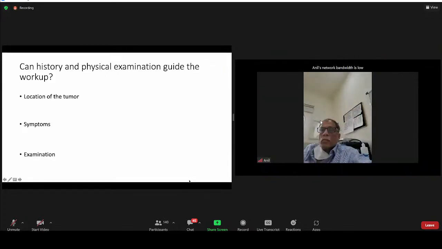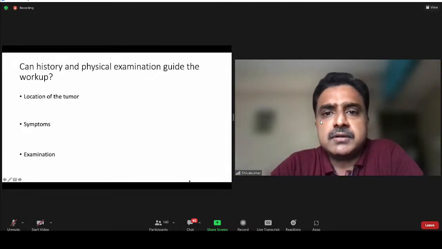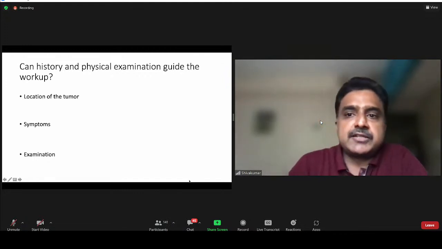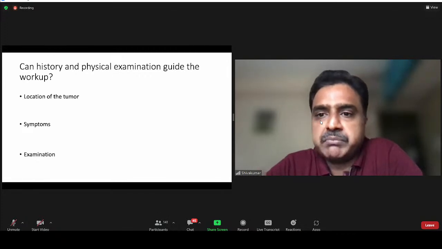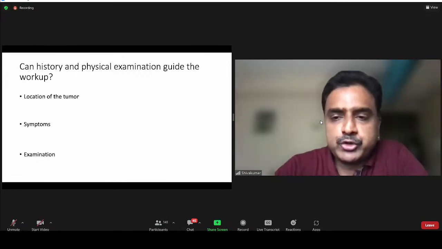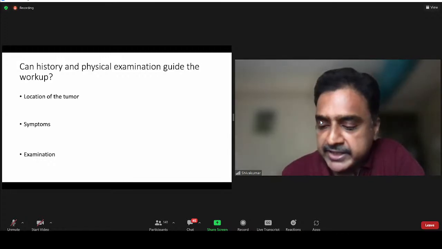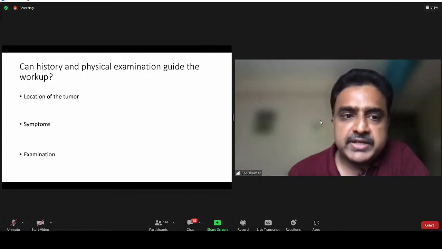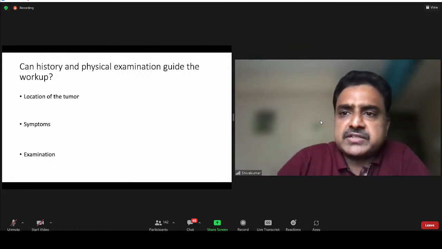So, the history and physical examination. For the benefit of the postgraduates, I would like to open this up to the panelists as well. Would the location of the tumor, the symptoms and examination give you an idea as to whether we're dealing with benign or malignant tumors? We do have surgeons, pathologists, and radiation oncologists. So I'd like to first direct this question to the surgeons. Dr. Manu Malhotra, would you want to take this up?